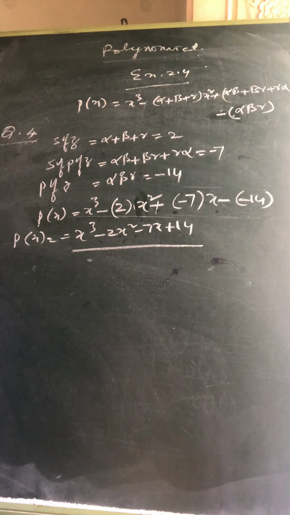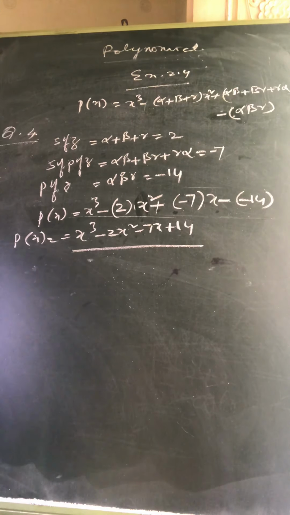Do you understand that? This is only the formula, and we have to remember it. Just put a glance, and also remember this concept, that is the formula for how to write the cubic polynomial when the zeros are given. Okay.